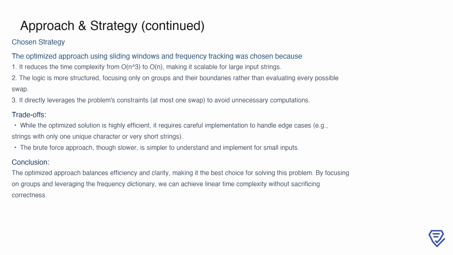However, it's worth noting that this approach does come with some trade-offs. While it's efficient, it requires careful implementation to correctly handle edge cases, such as strings that consist of only one unique character or very short strings. On the other hand, the brute force method, although slower, is easier to implement for smaller inputs and may help in understanding the problem. Overall, the optimized approach strikes the right balance between efficiency and clarity, leveraging groups and a frequency dictionary to achieve linear time complexity without compromising correctness.